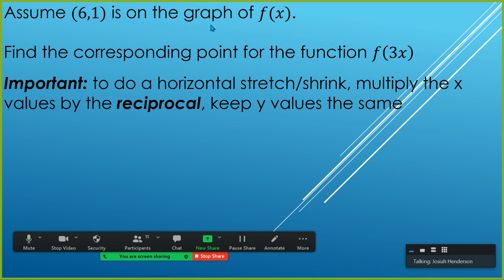Okay, if we look at this question, assume (6, 1) is on the graph of f(x). Find the corresponding point for the function f(3x). Okay, guys, gals, folks, the 3 is 3 times x, that's in the parentheses. What does that tell you? It means do the flipping because it's in the parentheses. So we're going to flip the fraction, making it 1 over 3 that we multiply.